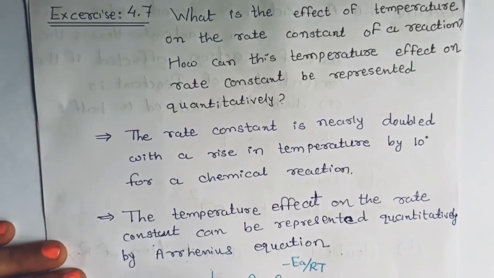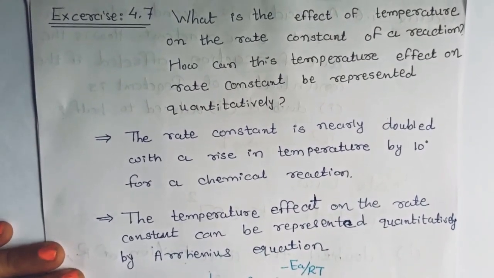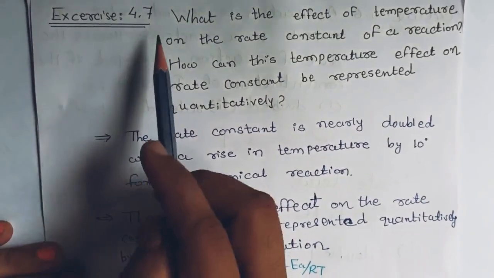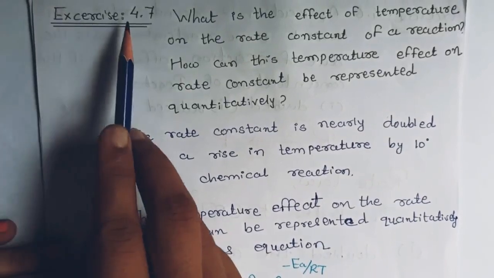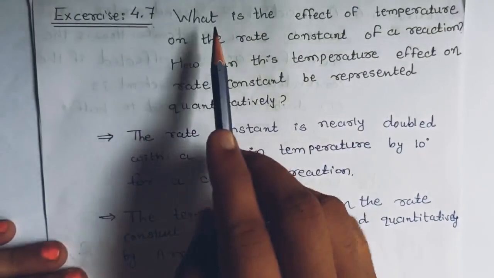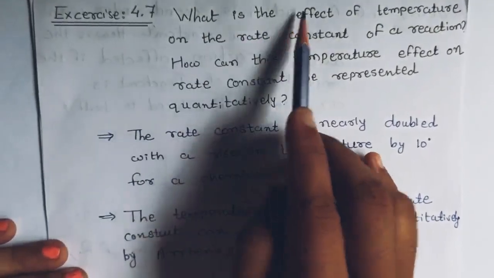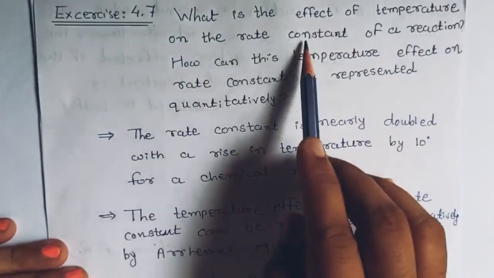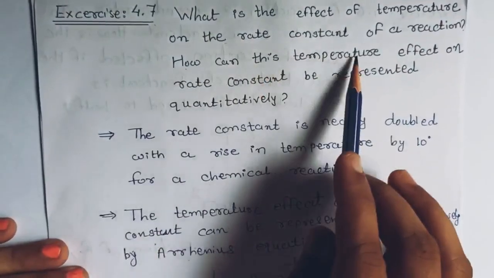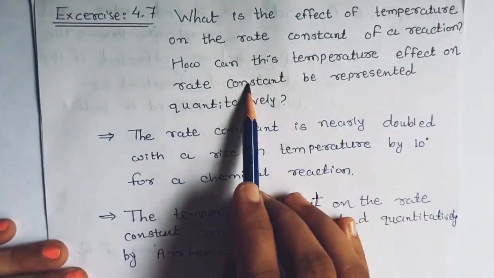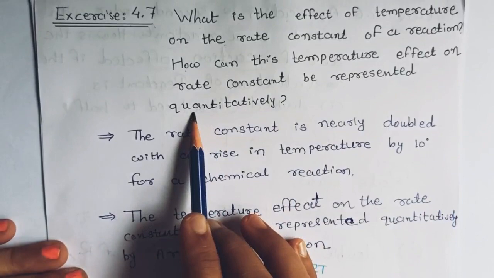I am Krishna Nayak, your chemistry teacher, and today we are going to discuss our exercise from 4.7 to 4.12. Let's start with question number 4.7. The question is, what is the effect of temperature on the rate constant of a reaction? And how can this temperature effect on the rate constant be represented quantitatively?